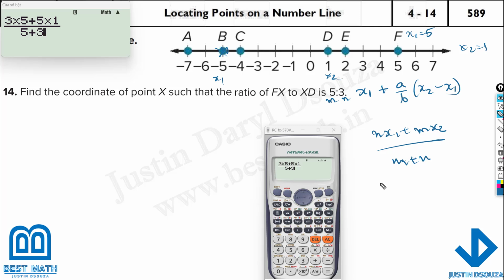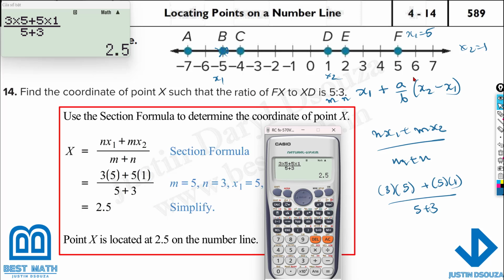So now we substituted 3 times 1 is x1 is 5 plus m is 5 times 1 by 5 plus 3. This is why we have written according to the formula. We substituted it. The answer is 2.5. It'll be over here in between. Sorry, over here 2.5. That's the thing.